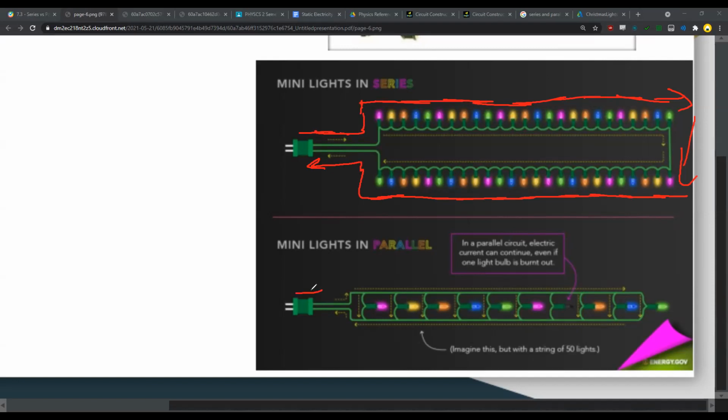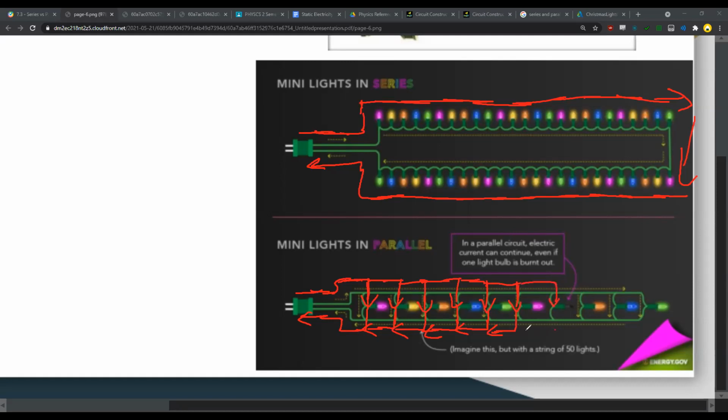In parallel circuits, on the other hand, the current runs through each light bulb and passes by one another. Well, they don't really connect to each other. They run through the light bulb and go back to the plug. The electric current doesn't run through each of these other light bulbs. The current just goes through the light bulb and then out.